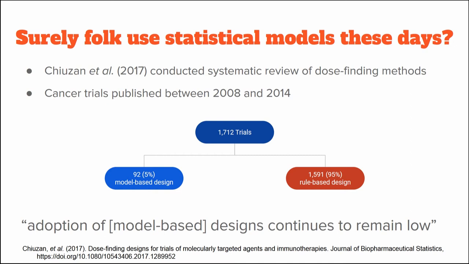Now, there are a lot of them. They found 1,700 trials that were published. But the depressing bit is that a whopping 95%, so about 1,600 of those papers, used a rule-based design of the ilk that I just talked through. And only 5% used anything model-based or statistical in nature at all. And they concluded adoption of model-based designs continues to remain low.